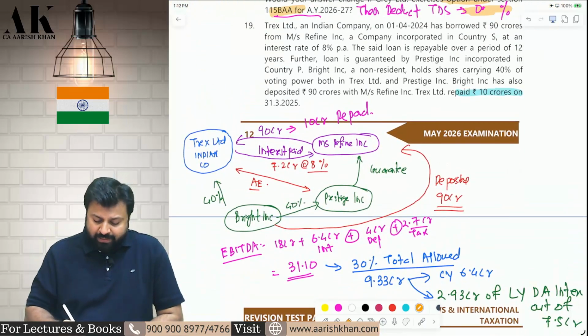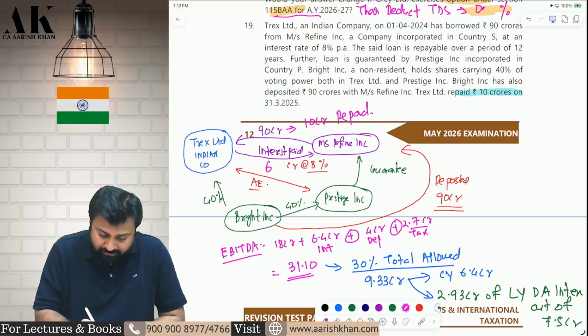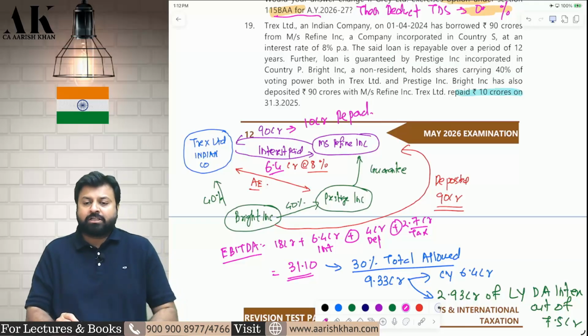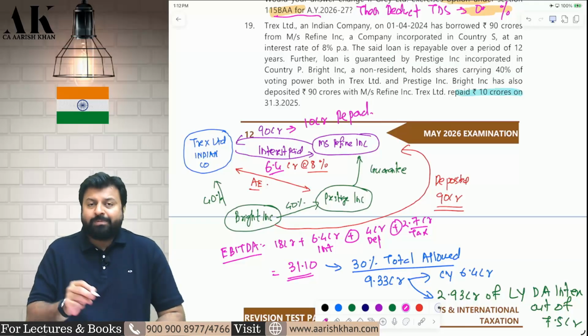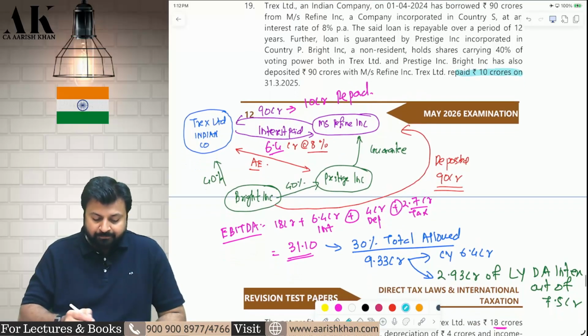Now the next question is a very good question. Just one change I have to make. I have to write down here 6.4 crore. That is not 7.2 crore. That is 6.4 crore. Now to explain this entire question, I have put this example. Try to understand this example first of all.